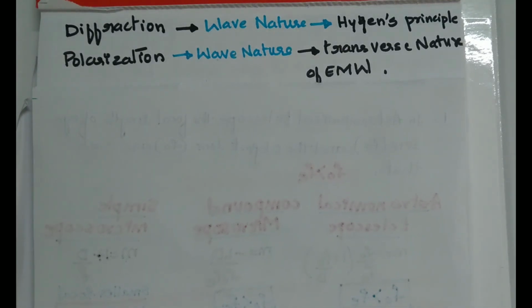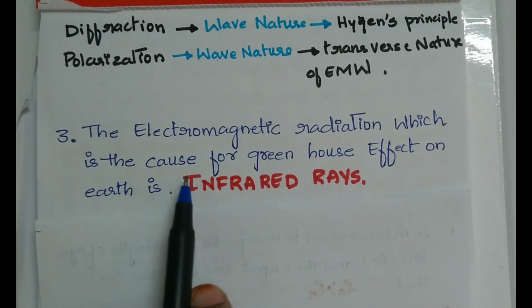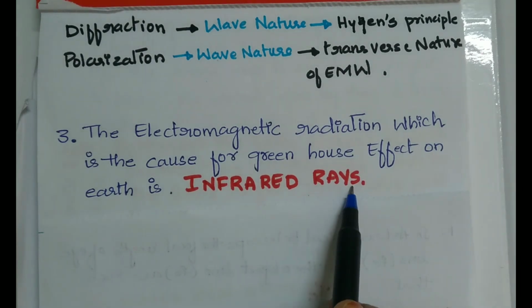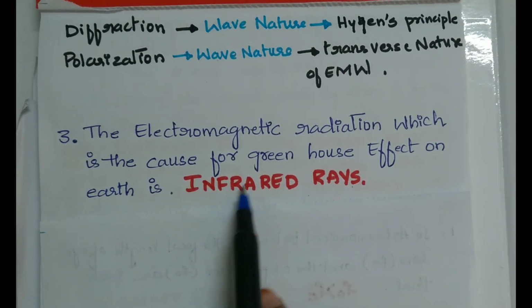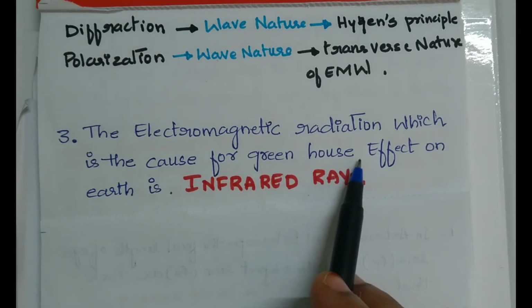The third question is, the electromagnetic radiation which causes the greenhouse effect on earth is infrared rays. So this is the reason for the cause of the greenhouse effect.